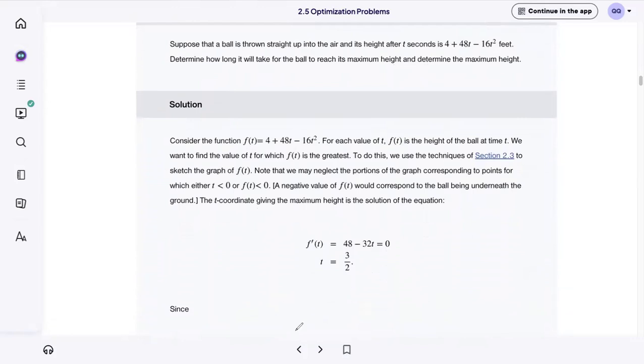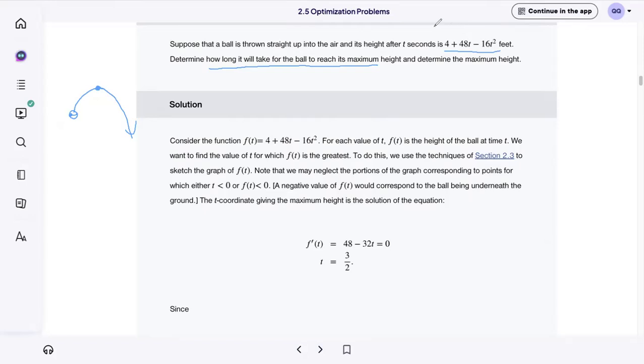Let's see this question. Suppose that a ball is thrown straight up into the air and its height after t seconds is given by such a function. Determine how long it will take for the ball to reach its maximum. So just imagine you toss this ball into the air, and of course it will drop at a certain point. So what is this point?